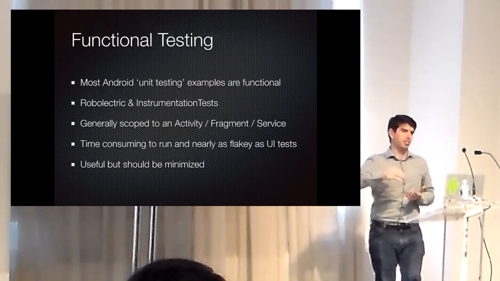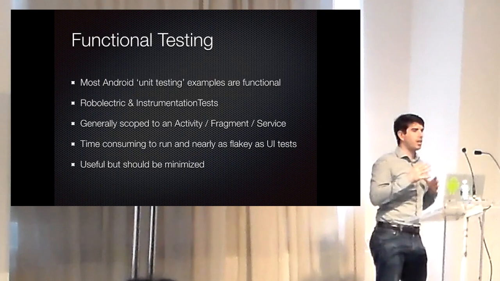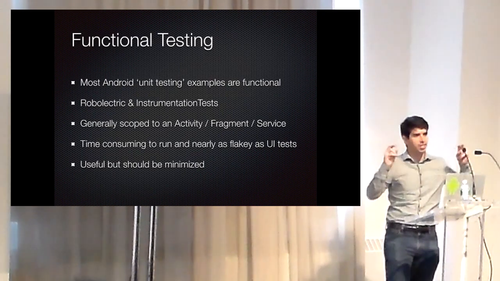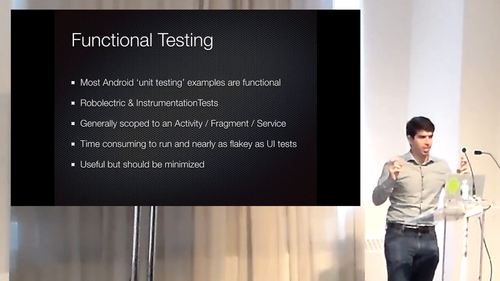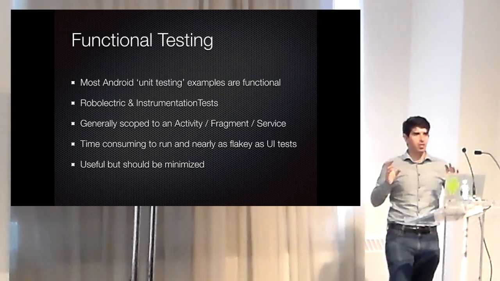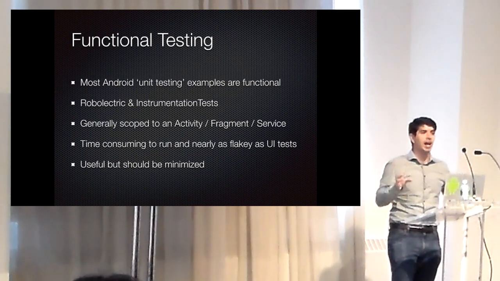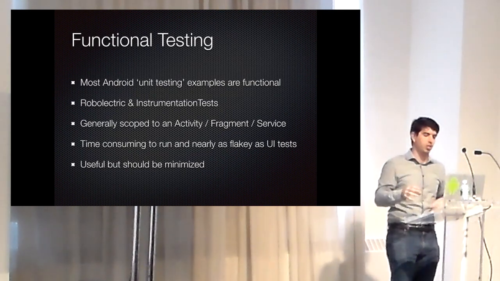Then you have functional testing, which is one layer down. You're trying to test the whole component. Actually, most Android unit testing examples are functional tests. And this is, in my opinion, why people say unit testing on Android is very difficult, because most people are not unit testing Android, they're functional testing.